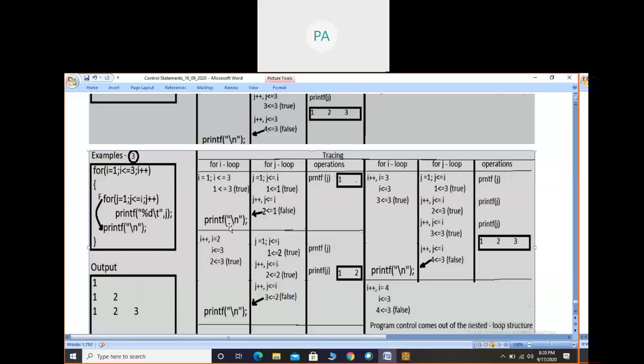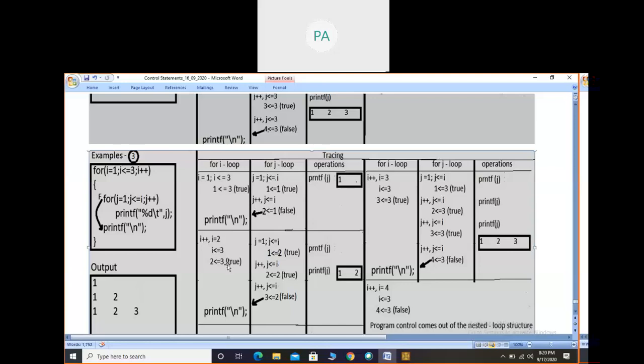As we have looked at the fourth and fifth for, after the end of the j loop, it has to come to the i loop. But before going to the i loop, that is increment or decrement, it will check whether there are any statements present which belong to the i loop. So printf is present, backslash n. So the program control will move to the next line in the console screen. After that, you can increment the i value. So i becomes 2.